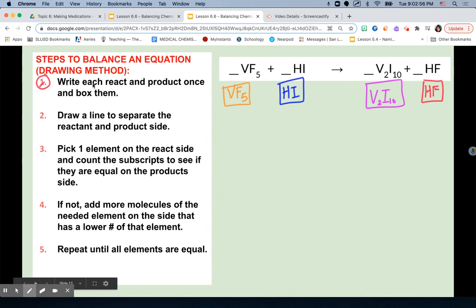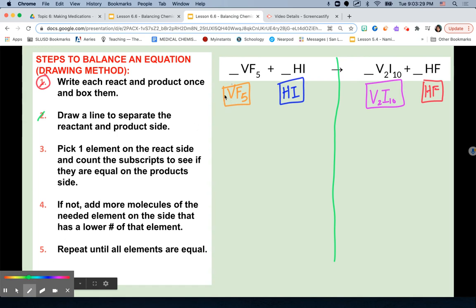Okay, step number 1 is done. I've drawn out each element below the equation, representing the fact that I have 1 of each in these blanks. And remember, if we have just 1 of each, you don't really need to write the number 1 in the equation itself. Step number 2, draw a line separating the reactant and the product side. Zoop, done. Step number 3, pick the elements on the reactants or the product side. Count the subscripts to see if they are equal.